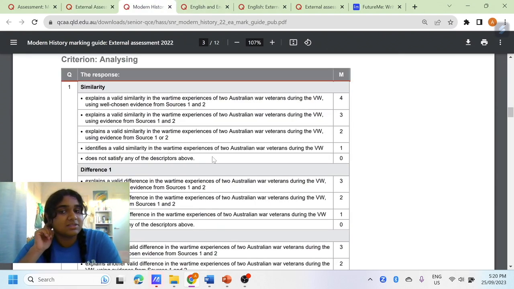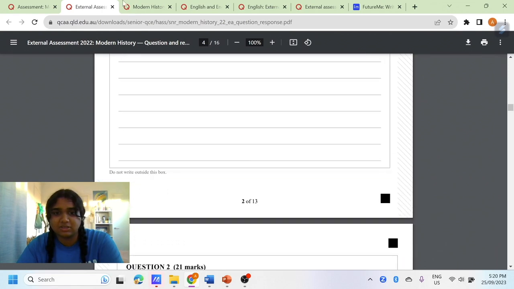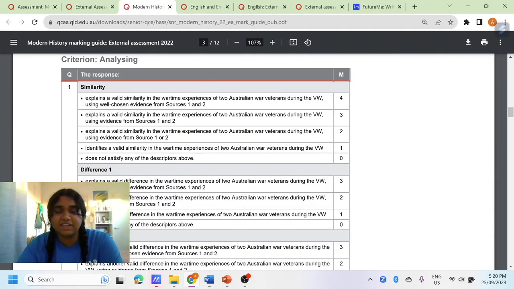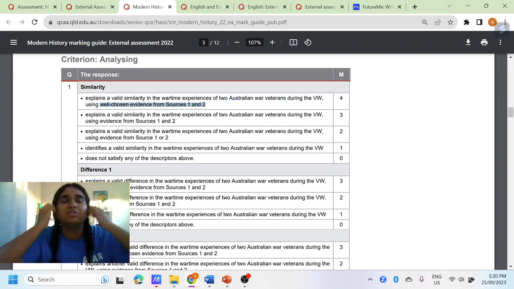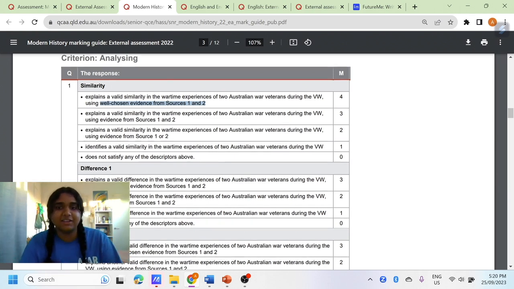You get 4 marks for going ahead. That's a 13-mark question in general. 4 marks purely dedicated to the similarity itself. Number one, choosing the similarity and choosing the two correct sources or the two correct pieces of evidence from sources 1 and 2. And the less valid your explanation becomes, the less marks that you get for that particular criteria.